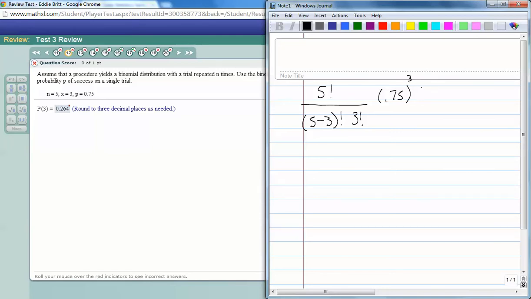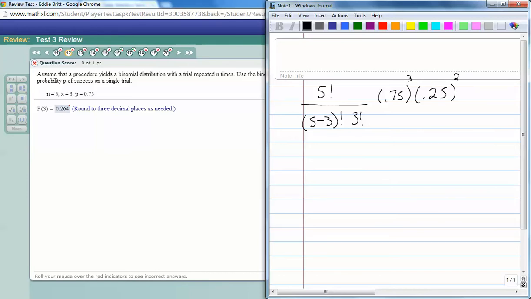times q. Q is 1 minus p. So if p is 0.75, q is going to be 0.25, because 1 minus 0.75 is 0.25. So q is 0.25, and we raise that to the n minus x power. So that's going to be 2.